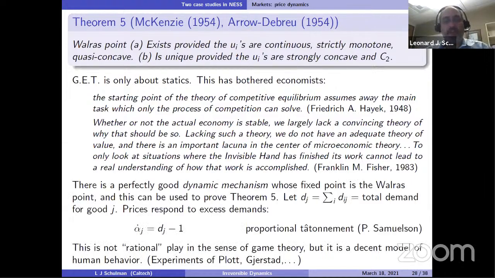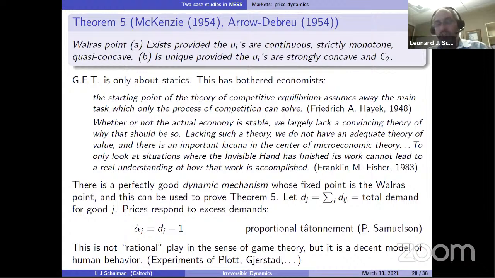Now, there is a good dynamic mechanism that could get you there, and it's actually essentially the same dynamic mechanism that was used to prove these theorems, which is something called, and forgive my bad French, tâtonnement, where you slightly adjust your price when you're selling things. If you have excess demand, you raise your price. If you have less demand, you lower your price. Simple mechanism. You can write this down as a differential equation. That's what I've done toward the bottom of the slide here.